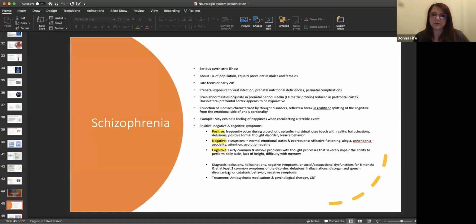Cognitive symptoms are fairly common and involve problems with thought processes that severely impair the ability to perform daily tasks, lack of insight, and difficulty with memory. Diagnosis is made by the presence of delusions, hallucinations, negative symptoms, or social occupational dysfunction for 6 months, and at least 2 common symptoms of the disorder, such as delusions, hallucinations, disorganized speech, disorganized or catatonic behavior, and negative symptoms. Treatment is going to be with antipsychotic medications, psychological therapy, and cognitive behavioral therapy.